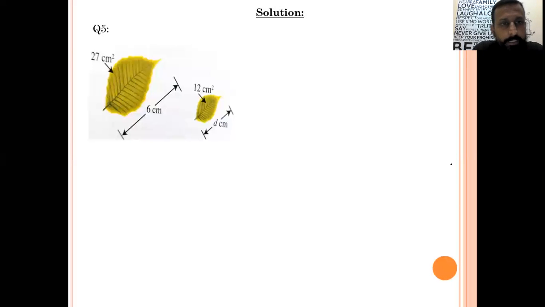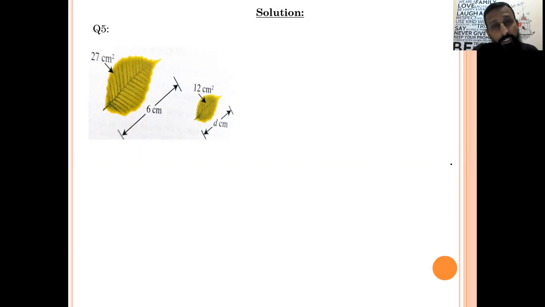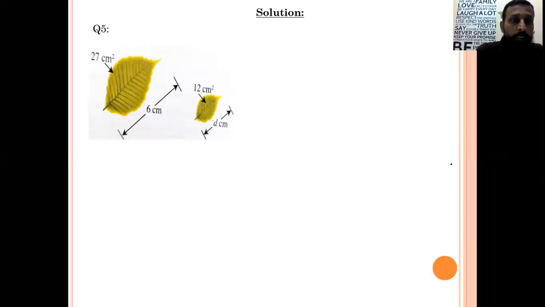Now, boys and girls, another question. Now, they have given you two leaves, right? The area of the first leaf A1 is equal to 27 centimeters square, and the area of the second leaf, the small one, is 12 centimeters square. The length of the first leaf L1 is 6 centimeters, and the length of the second leaf L2 is d centimeters. Find the unknown. What unknown can you see in this? You can see the unknown length L2.